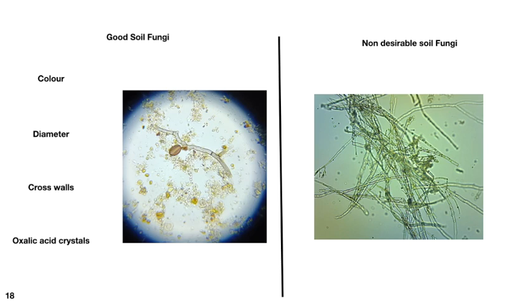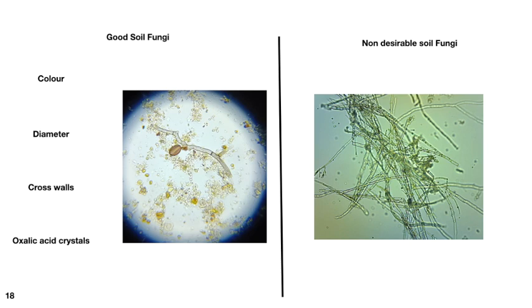As we've seen in some of the pictures above, pathogenic fungi are not desirable. When we look at these under the microscope, we can see some very obvious differences. Colour, diameter, and cross walls are quick indicators of good or pathogenic fungi. On the left there you can see what we consider to be good or beneficial fungi, and you can see that the colour is a brownish colour, the diameter is quite wide, we've said from 2 to 10 microns, and we can also see the cross walls.